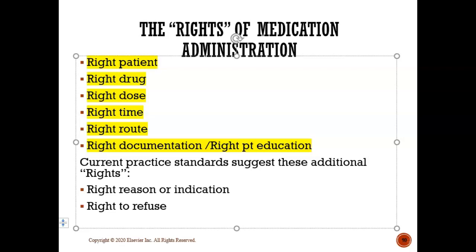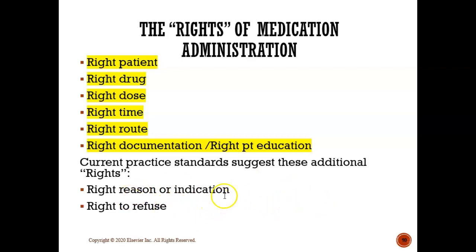And so, current practices, like I said, different places will have additional rights for medication administration. So here you have the right reason or right indication, and then right to refuse. The reason why I don't think it's necessary to really add them to the list is because if we're going to do that, we're going to continue to add a lot of things, and probably by the end of 2025, we're probably going to have like 20 rights of medication administration.